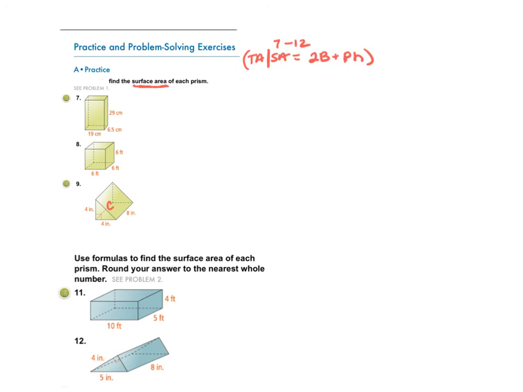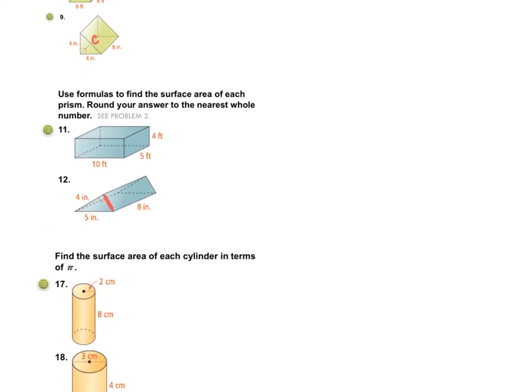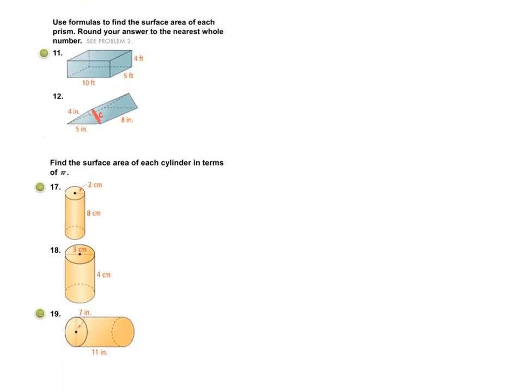For 11, you're at, again, a rectangular prism. 12, you've got a triangular prism. And again, you've got to find the missing side. This time it's a triple. So when you go to find your perimeter, when you go to find C, it's a triple, so that should save you a little bit of time. And then for 17, 18, and 19, you're using surface area equals 2 pi r squared plus 2 pi rh.